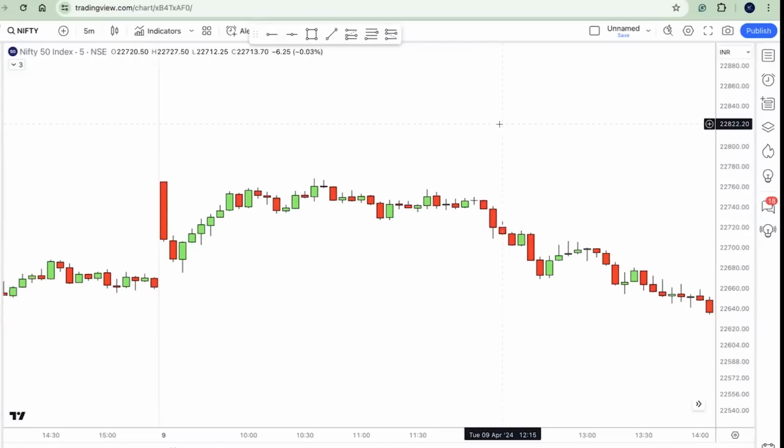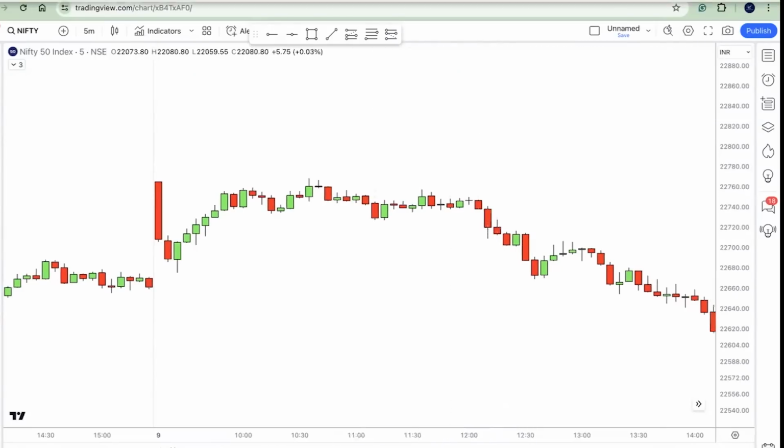So this is the 9th April chart where a similar setup happened. First criteria is the day opens with a huge bearish candle. You can see that the day opens with a huge bearish candle. That means sellers are in control. They want to take the market down on this day, that is 9th April. After that, you can see that there was no follow-up.